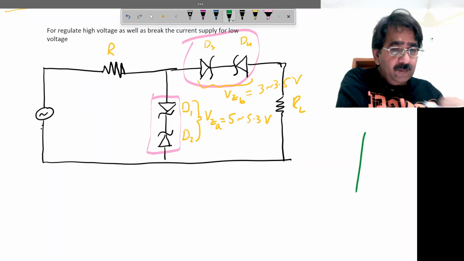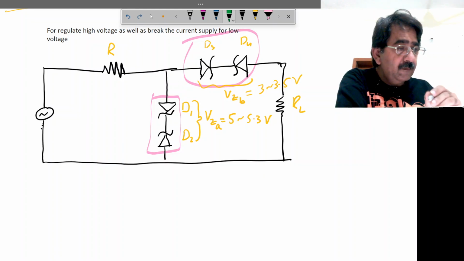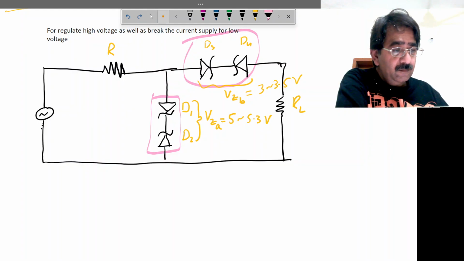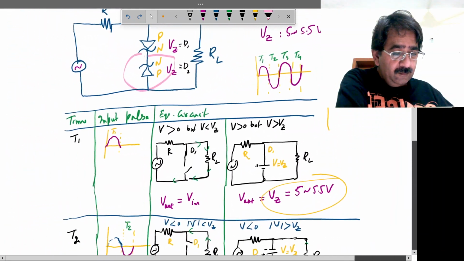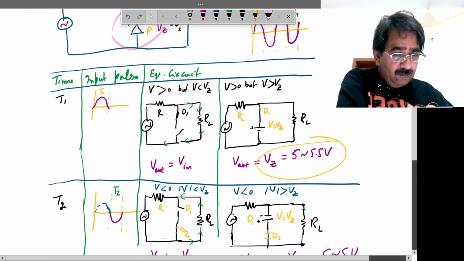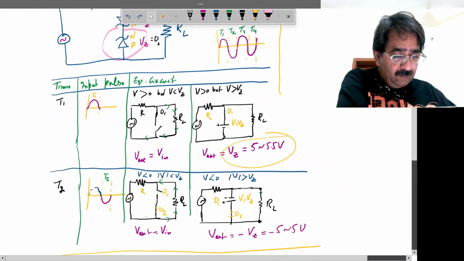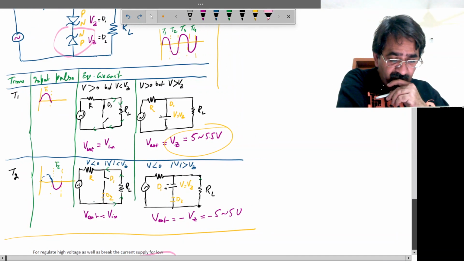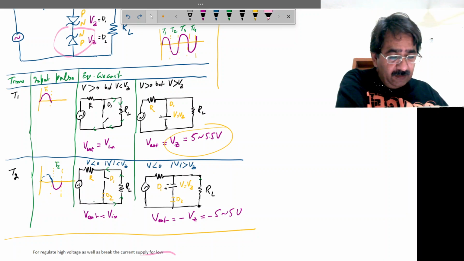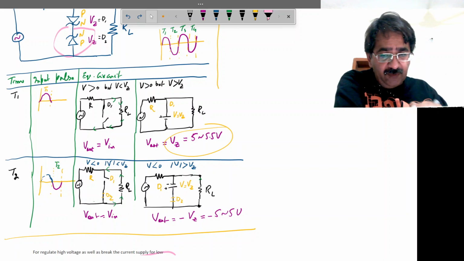What will happen? The process will be the same. The diagram will be like this with a little change.